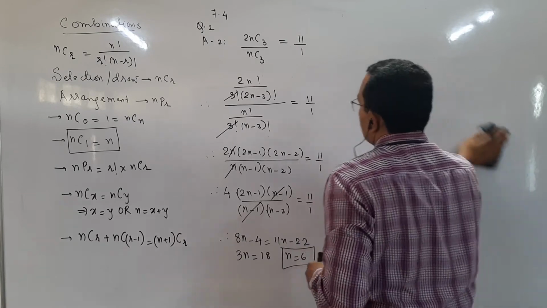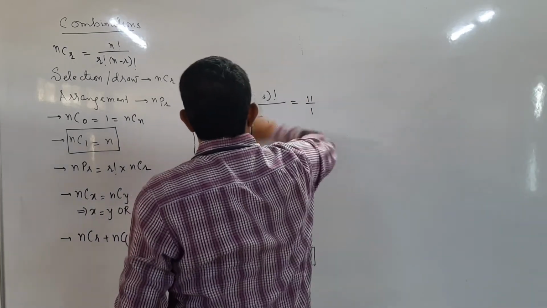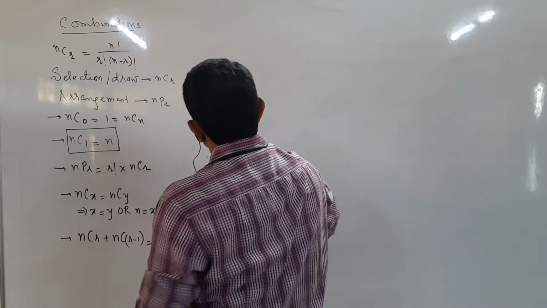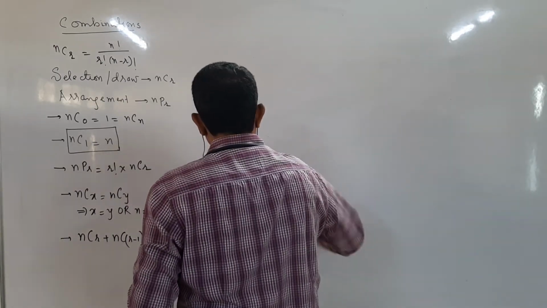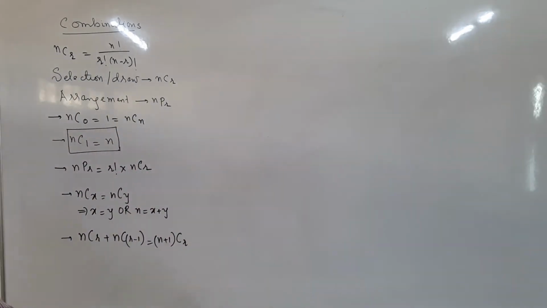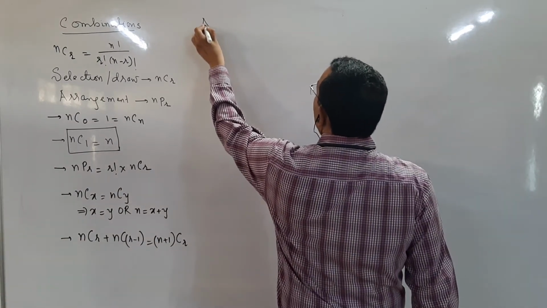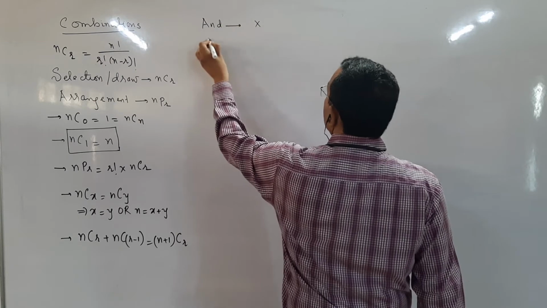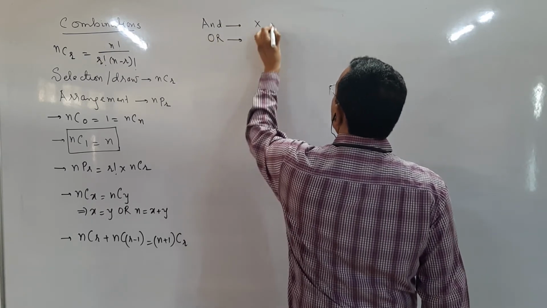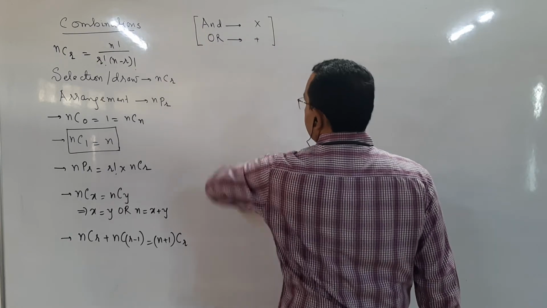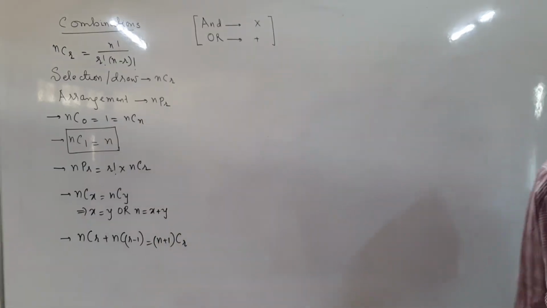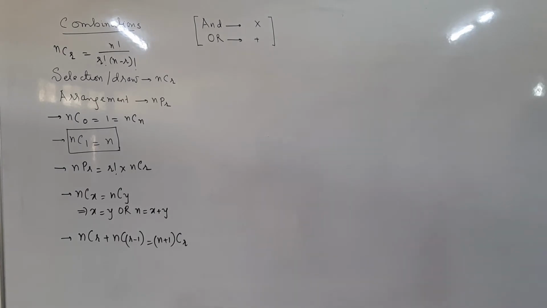Students, another important aspect of permutation and combination is the and/or theorem, which you have to remember. For "and", we go for multiplication. For "or", students, we do addition. So the and/or theorem is an important aspect of permutation and combination.